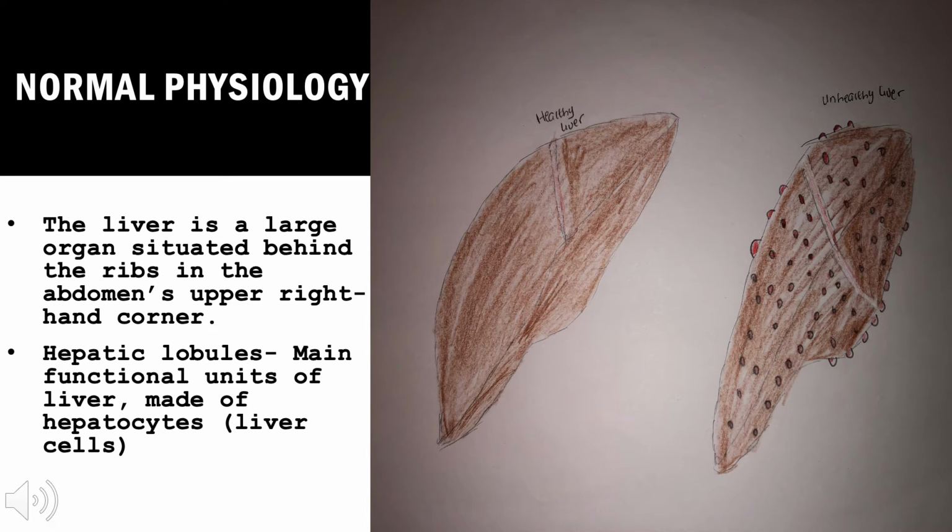What is the normal physiology? The liver is a large organ weighing about 3 pounds situated behind the ribs in the abdomen's upper right-hand corner. The central functioning units of the liver are called hepatic lobes. Each lobe is made up of millions of hepatic cells called hepatocytes. In the next slide, I'm going to be talking about the functions of the liver.